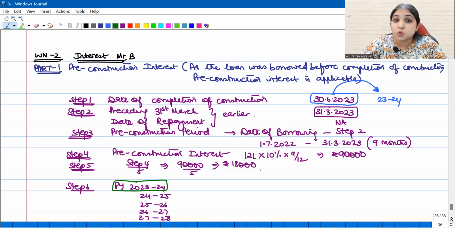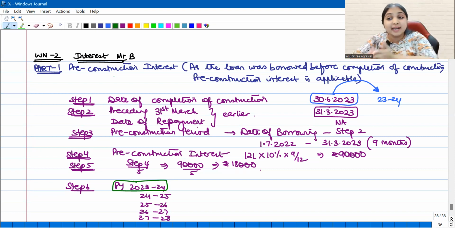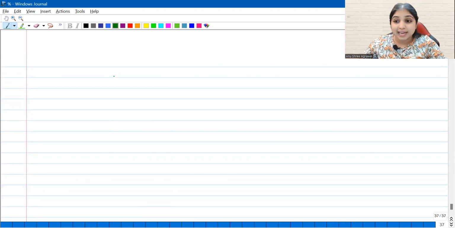Now, let us go to the second part. Tell me, is pre-construction interest over with this? No. I've told you, whenever we think about interest, we talk about pre-construction interest and current year interest. But before we do the current year interest, shall we draw a timeline once again and see over here? Let us try to have a little bit more clarity.